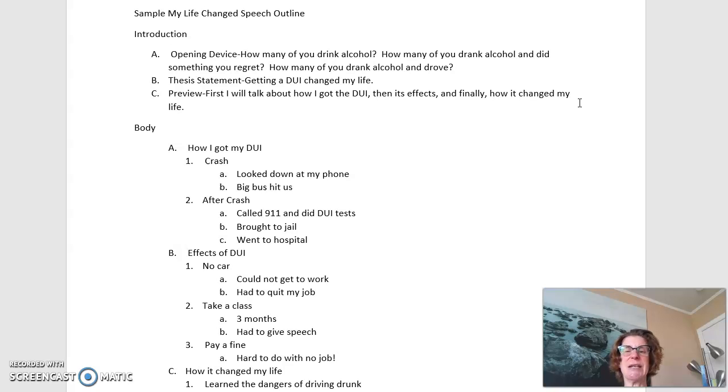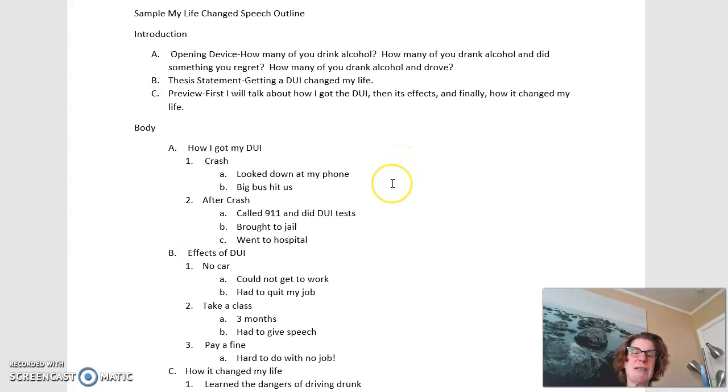the points they'll be covering in order. So I just want to mention that when they say, first I'll talk about how I got the DUI, then its effects, and finally how it changed my life, see how the student told us the points they were going to cover and then listed them in that same order? That's really nicely done. So you definitely want to give the audience this roadmap that tells us the order in which your points will occur. So the main points, just like what I went over in the previous frame, are labeled with capital letters.